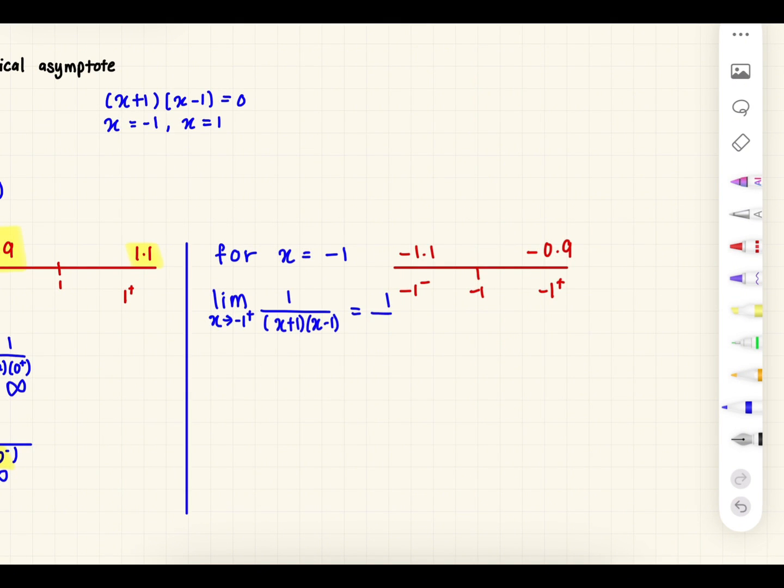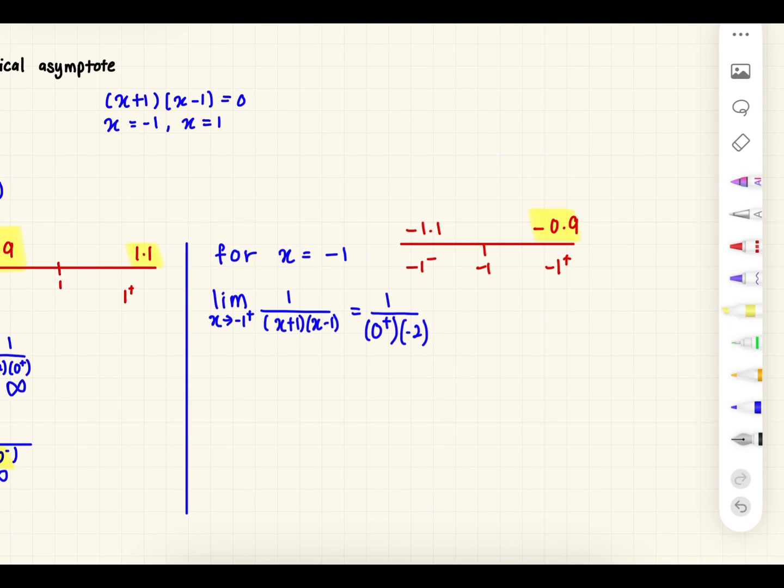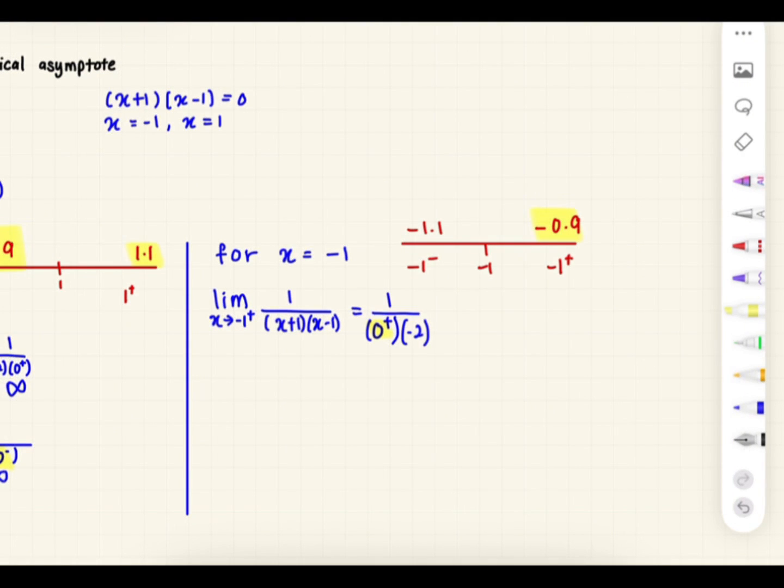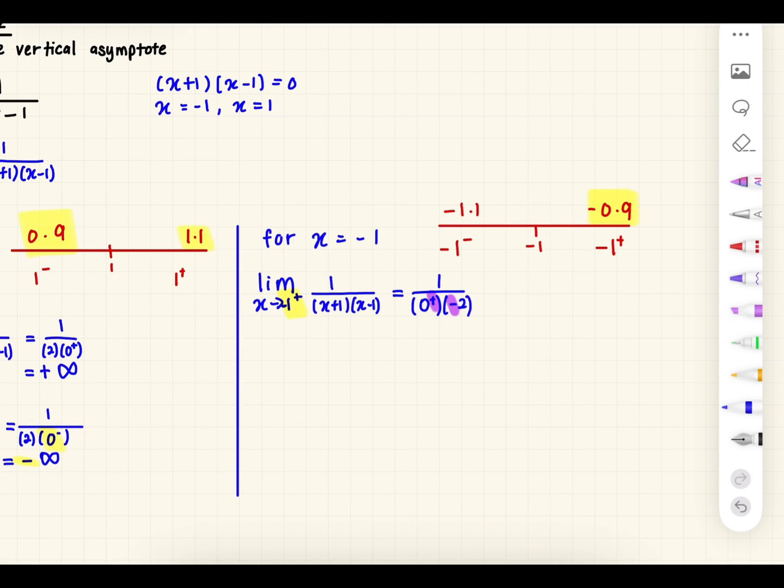Now, we just substitute. Negative 1 plus 1, we will get 0. But we have negative 1 from the right here, so we can take the value of negative 0.9. So negative 0.9 plus 1 equals a positive number. So that will be 0 from the right. Negative 1 minus 1, you will get negative 2. So now we have 1 over 0 positive times negative 2, and this will be negative infinity.